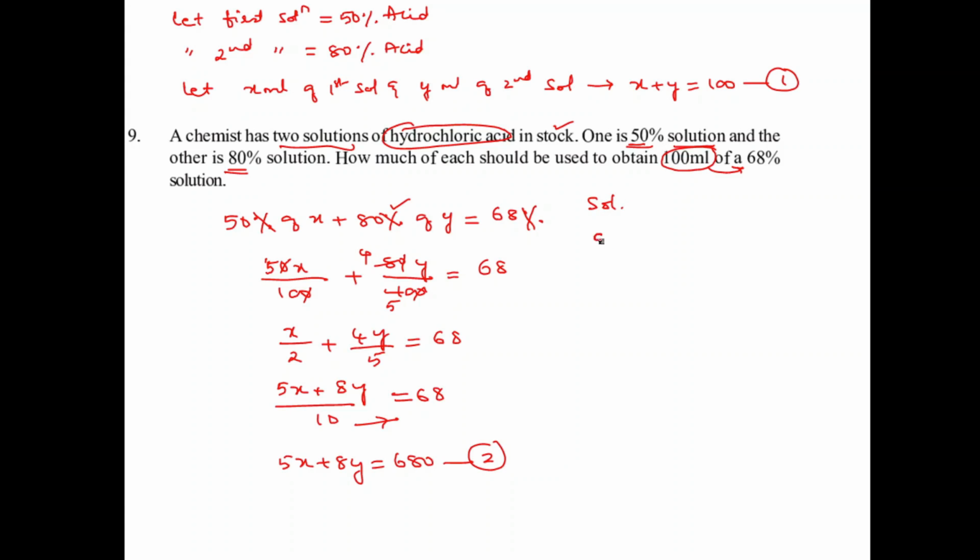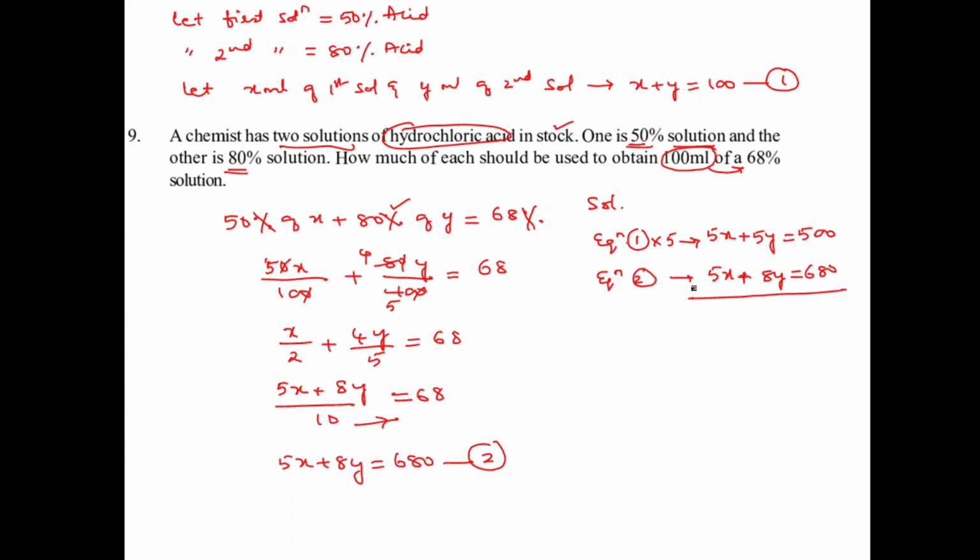So what I'll do here is equation 1, I'll multiply it by 5. Is it clear? So that the equation comes out to be 5x plus 5y equals 500. Hope this is clear to everyone. Similarly, equation number 2 I write as it is: 5x plus 8y is equal to 680.